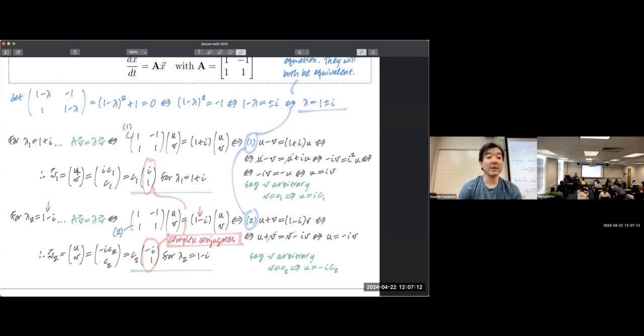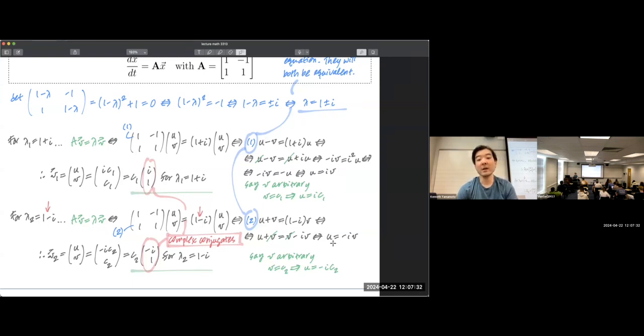And then the eigenvector is the vector (u, v). You plug those in and factor out the c1, and so you have an eigenvector that has i in it. And the other eigenvalue is the complex conjugate, 1 minus i. Plug that in.